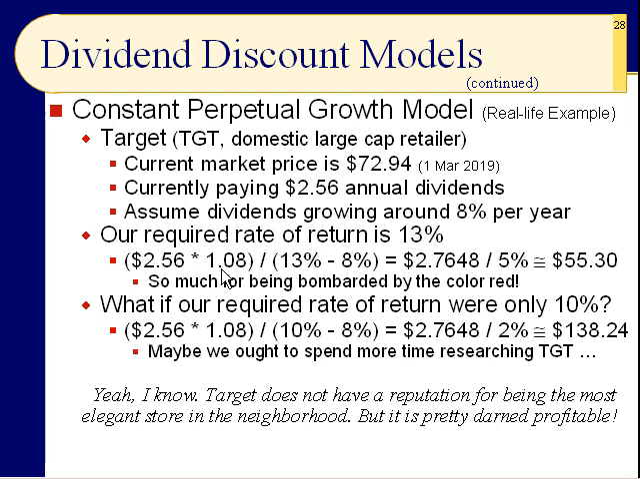$2.56 times $1.08, that's $2.76, thereabouts, 77 cents, divided by 13% minus 8%, or 0.05, and we get $55, which is so much for being bombarded by the color red, right? Well, what if we reduce our required rate of return, our discount rate? You're going to hear people in the business looking down upon you, thinking, who are you? You don't understand discount rate. What if our required rate of return were only 10%? What if our discount rate were only 10%?